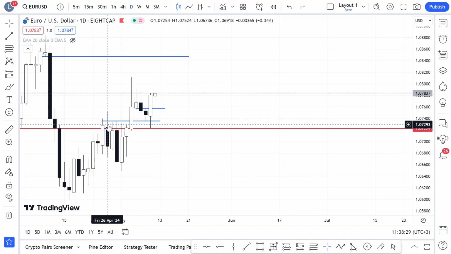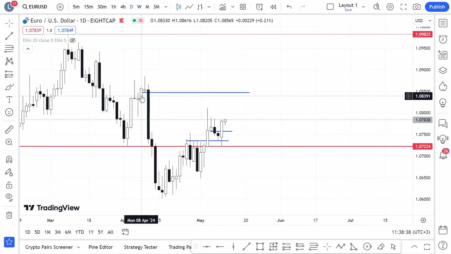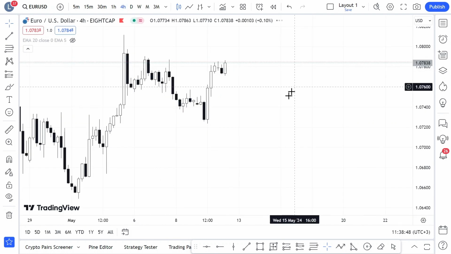And my entry was just right where these wicks are. I expected price to retrace to where these wicks are, and I expected to see a bullish reaction. And my target is the point of release that you see highlighted with your blue line over here. As you can see, price is fractal. What you're seeing on the daily is basically the breakdown that I've showed you on the H4.